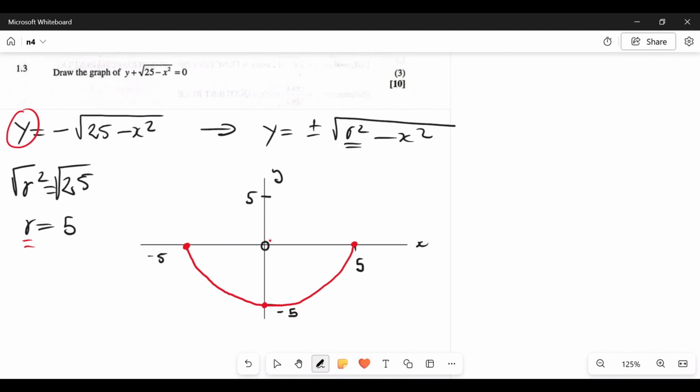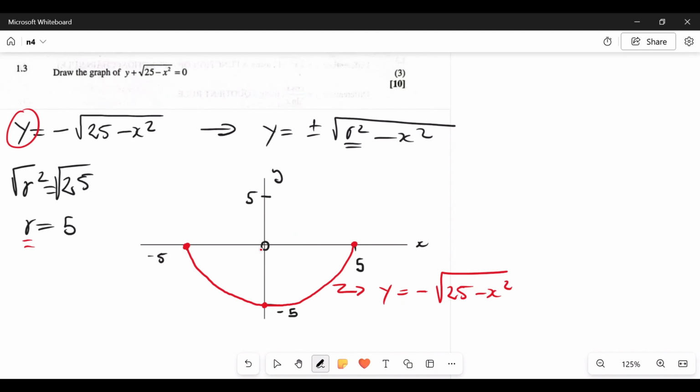There we go. So here is our semicircle. As you can see, it's intersecting the y-axis, but on the negative side of the y-axis because of the negative there. So what you can do here is name this graph y equals negative root of 25 minus x squared. So basically, this is how you draw the semicircle graph, guys.